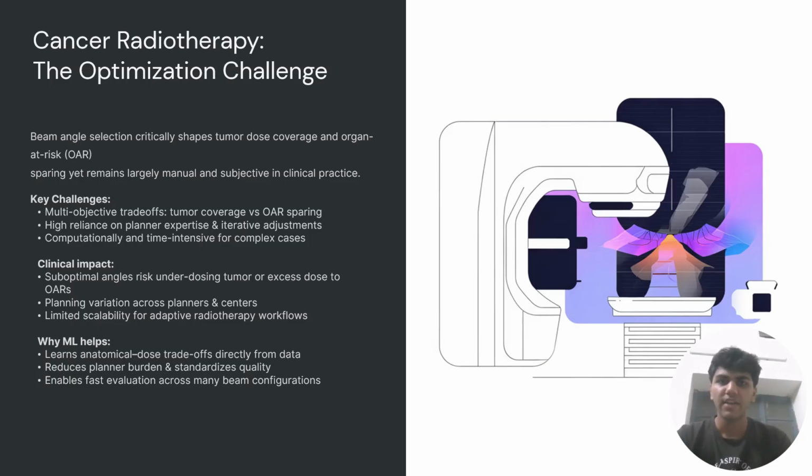The challenge lies in the fact that these trade-offs are inherently multi-objective. Tumor coverage often competes directly with organ sparing. Because of this, clinical planning has traditionally relied on human expertise, iterative trial and error, and visual intuition developed over years of experience. This dependence on manual adjustment makes the process slow, subjective, and highly variable between planners and centers. As cases become more complex and adaptive, radiotherapy workflows require rapid plan updates. Manual beam selection becomes a clear bottleneck.